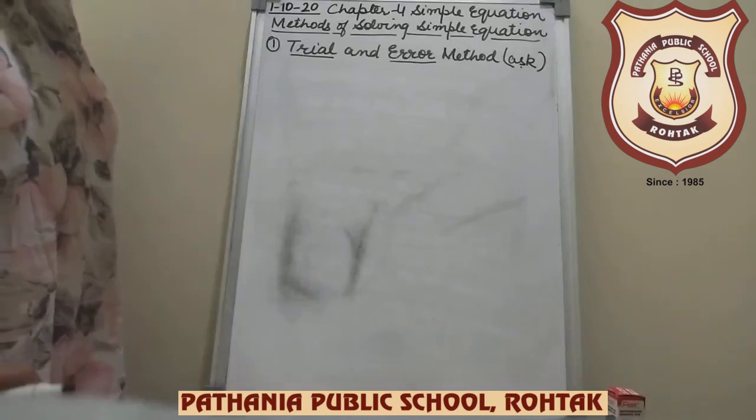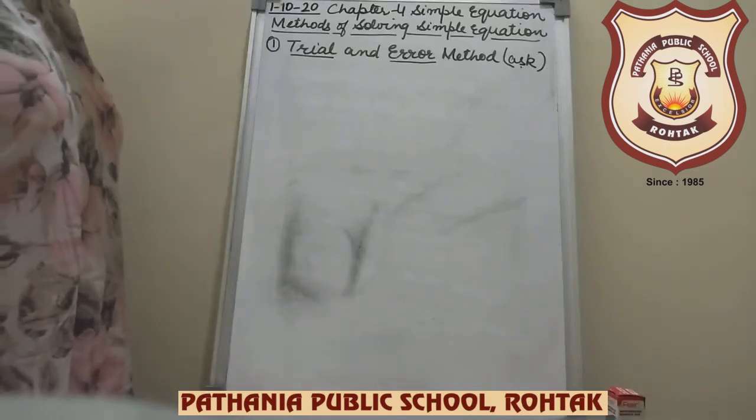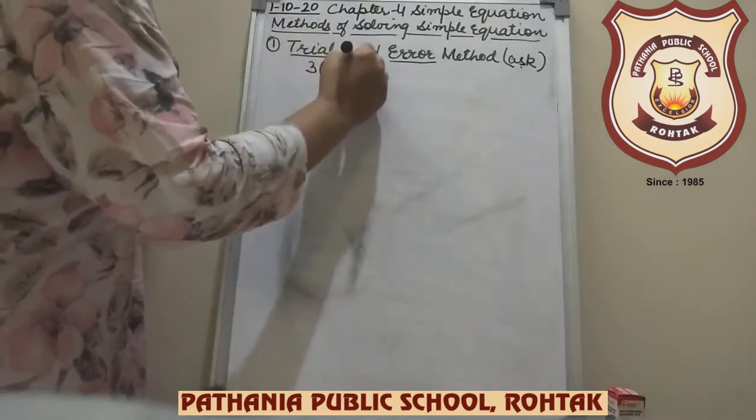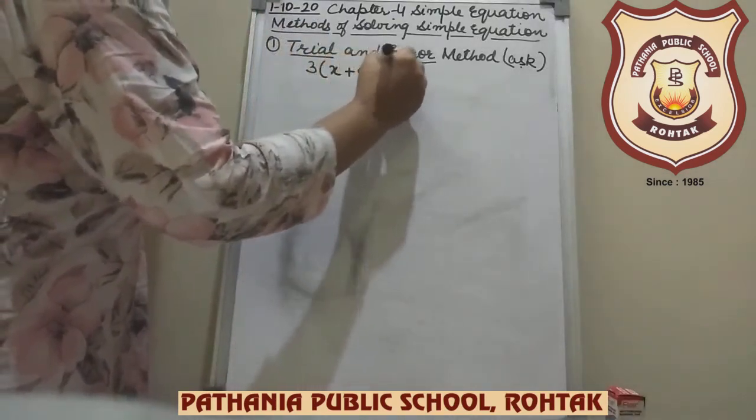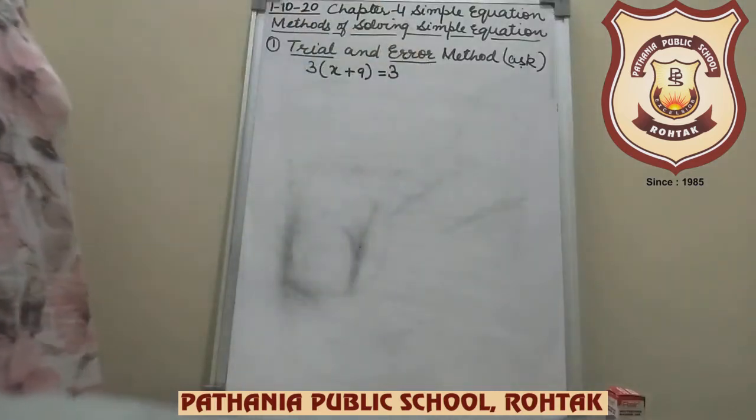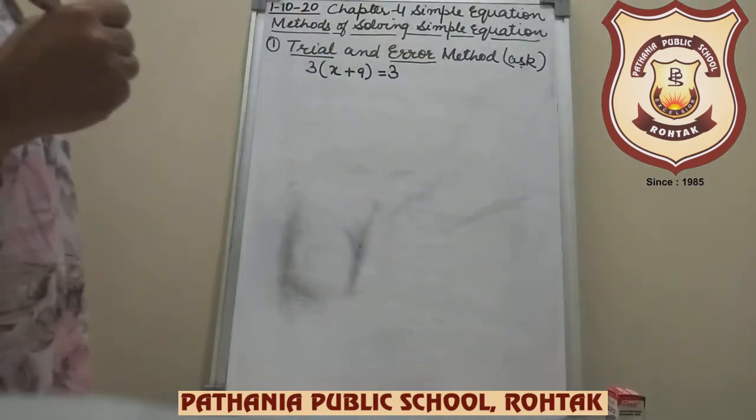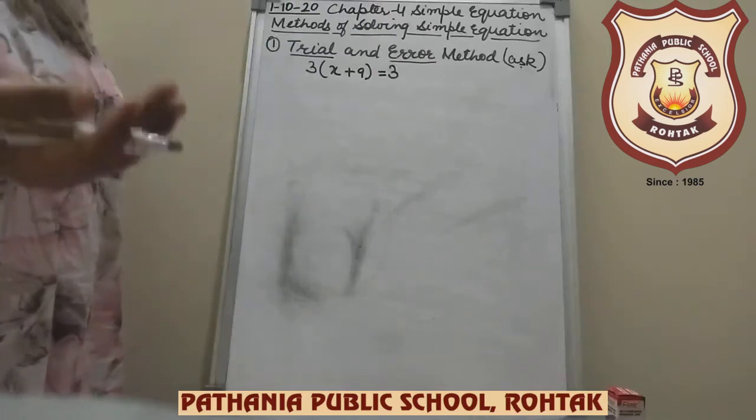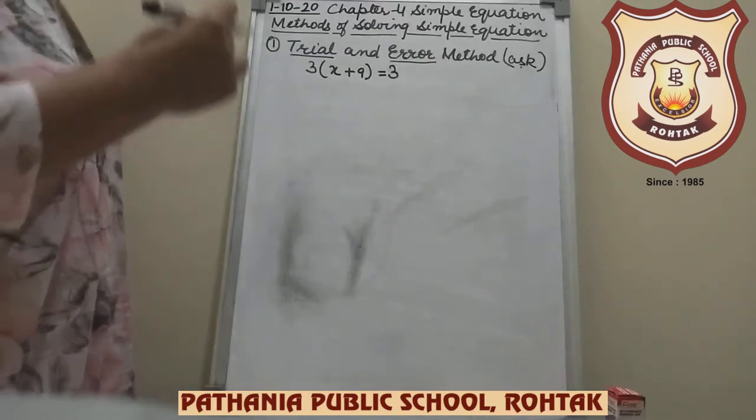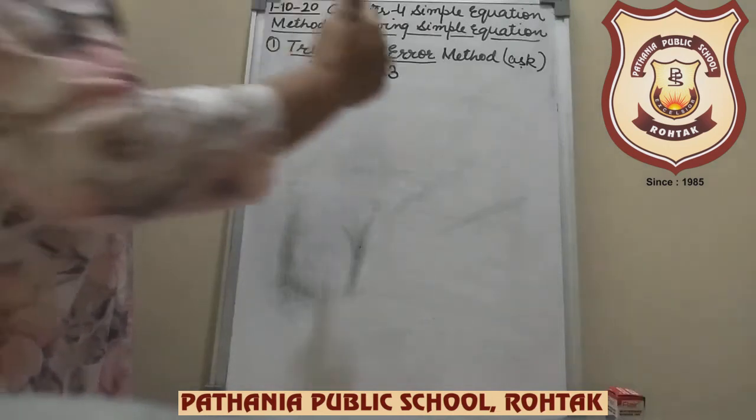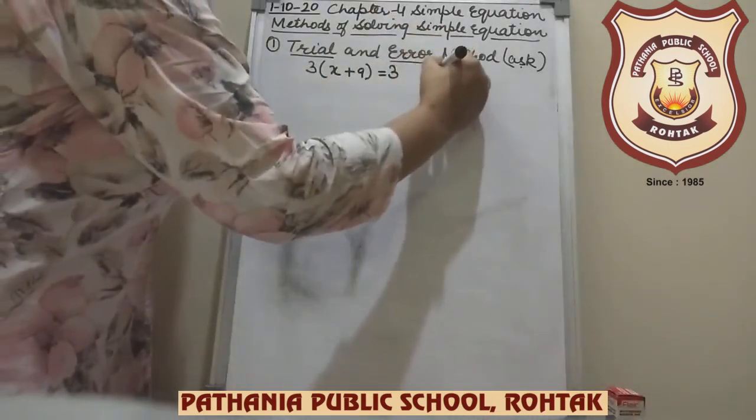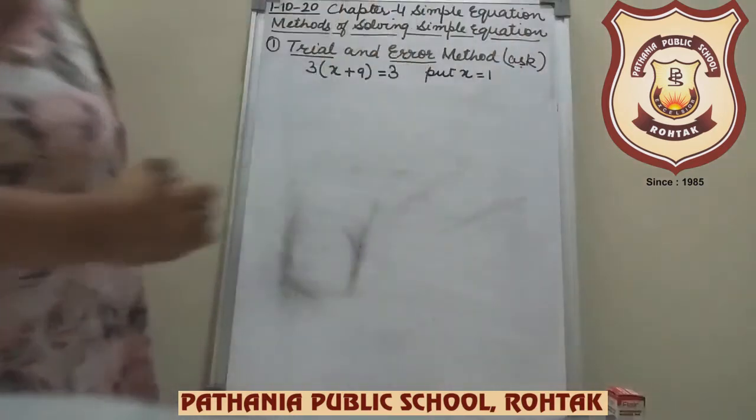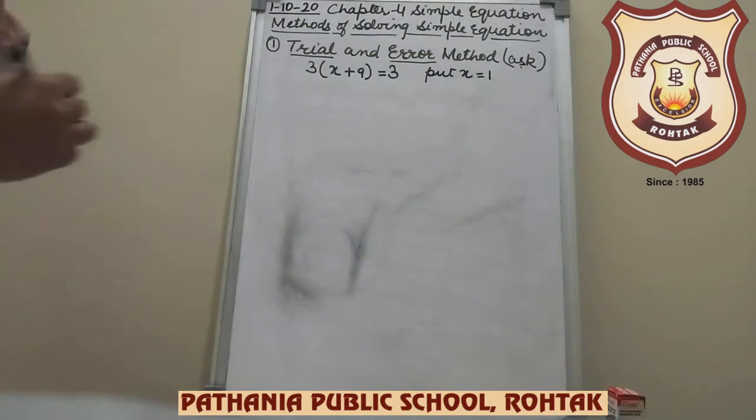I'll take an equation from your exercise. Suppose it is 3x plus 9 is equal to 3. Now here, generally you must have done all the questions by first going for a positive value, and the smallest positive integer is 1. So put the variable x over here. So x is equal to 1. Clear?